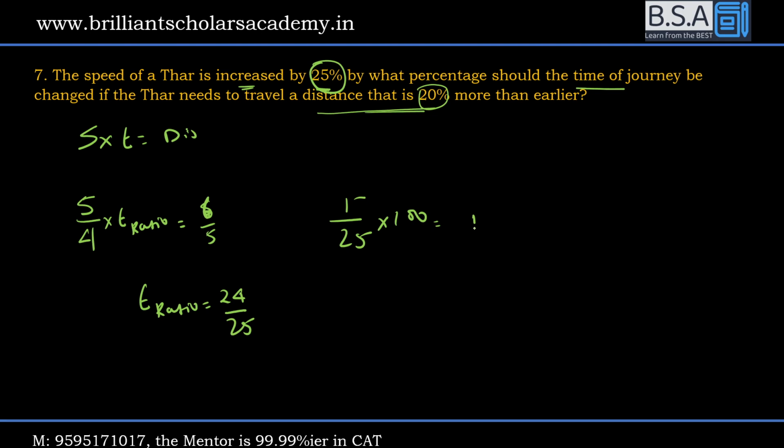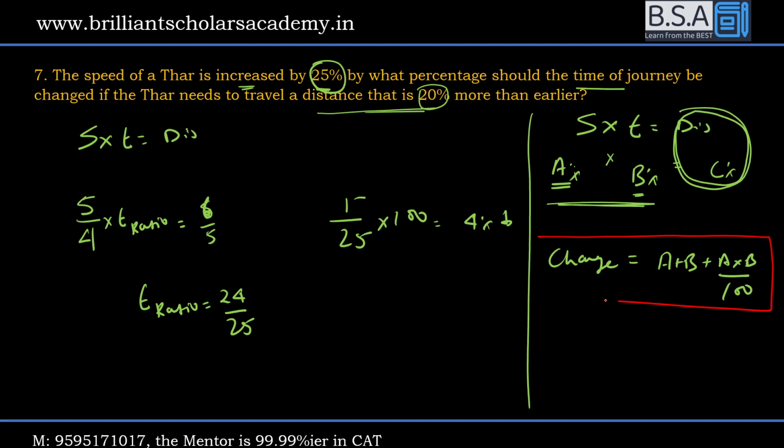Observe this part, right side, don't write down, observe. On the right side is always overall change. Overall change is A plus B plus A into B upon 100, always. I want you to write this down. I want you to highlight this part. The overall change is given by A plus B plus AB by 100. I can fit this concept here, but there is no need right now.